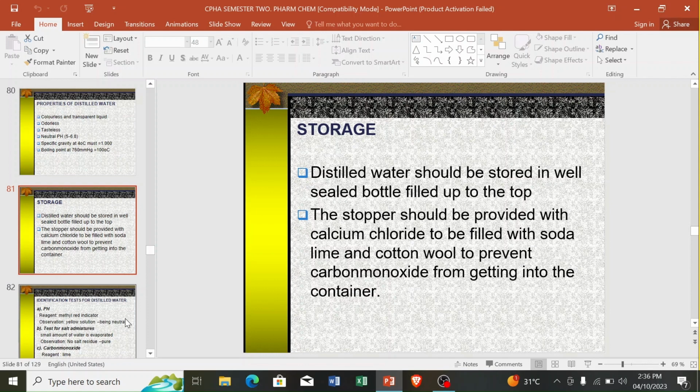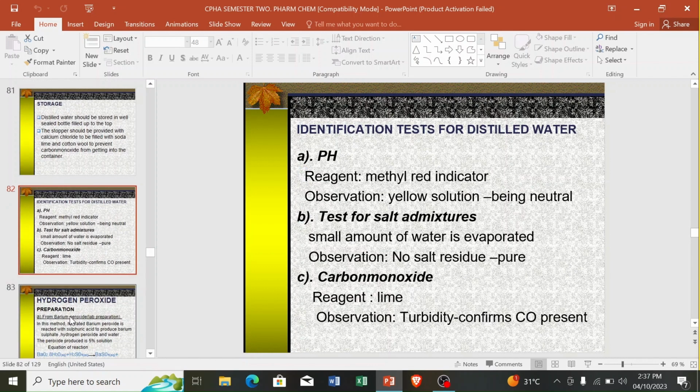So we have storage. Distilled water should be stored in a well-sealed bottle filled up to the top. The stopper should be provided with calcium chloride to be filled with soda lime and cotton wool to prevent carbon monoxide from getting into the container. That is how we need to store it, or what we need to put into consideration to store.